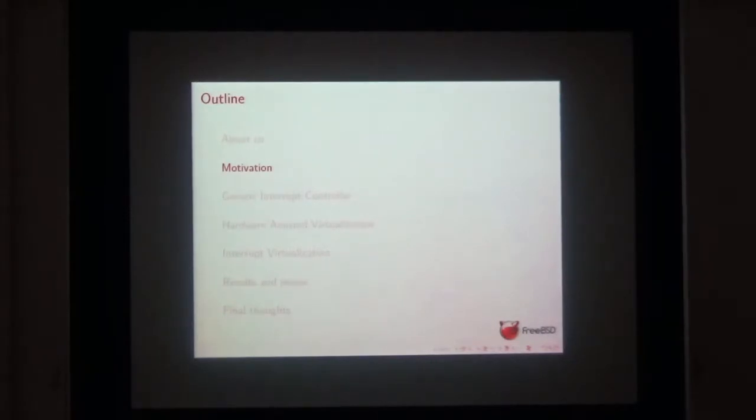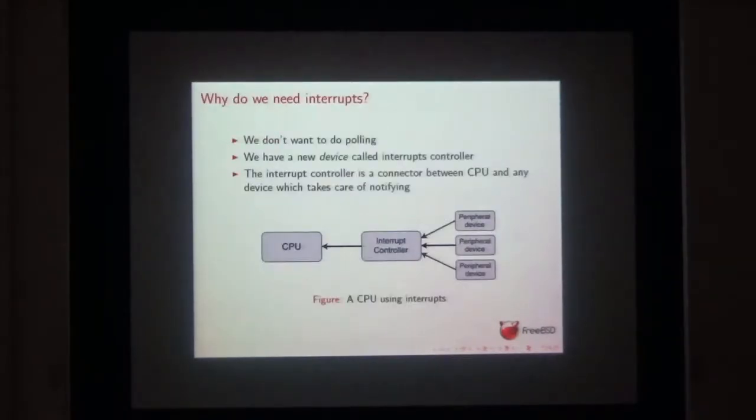Let's start with the motivation. Why do we need interrupts at all? This is a basic question. I don't know how many of you have asked this question in time. Basically, it is because we don't want polling. Whenever we want to transfer something from a device, we have two options. Polling, so waiting for the device to give out the information. But many times, the device is much, much slower than the CPU. So basically, we block the CPU for no reason.